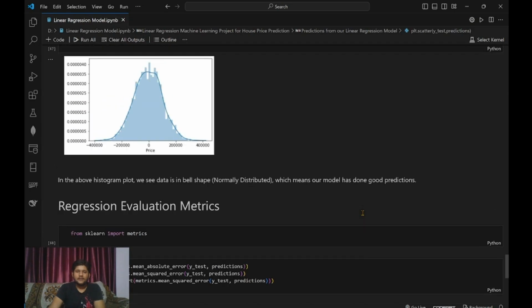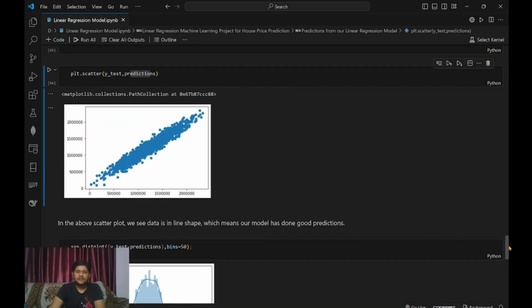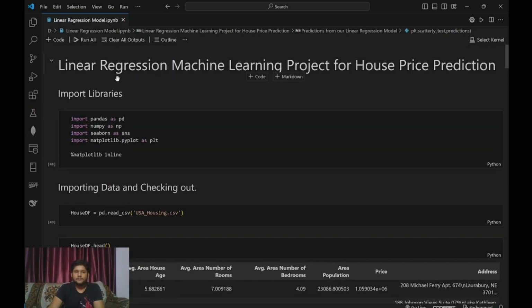So I think linear regression is clear to you. In this one example, we have used housing price prediction, but we can also implement linear regression on different things in which we have continuous data.